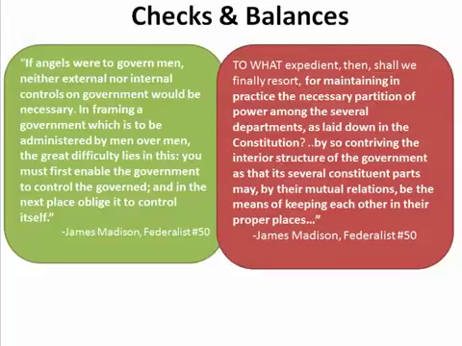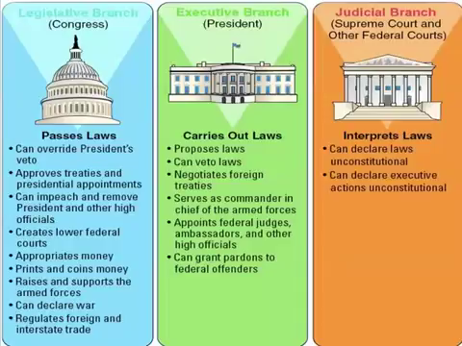So he says, to what expedient then shall we finally resort for maintaining in practice the necessity of splitting it up, of power, or separating it among the several departments as laid down in the Constitution, by so contriving the interior structure of the government as that its several constituent parts may, by their mutual relations, be the means of keeping each other in their proper places. He's talking about these separation of powers, checks and balances, keeping each one in their place so no one gets too powerful.